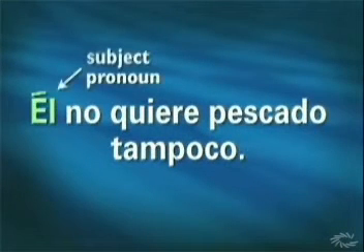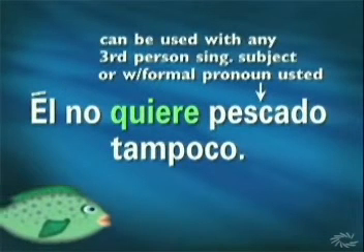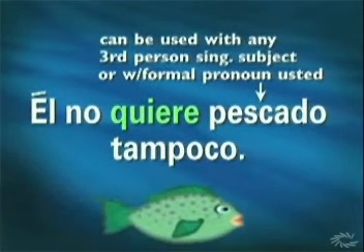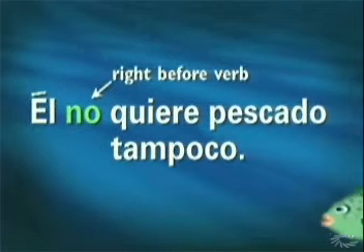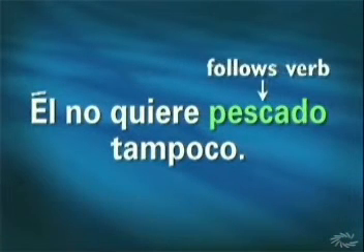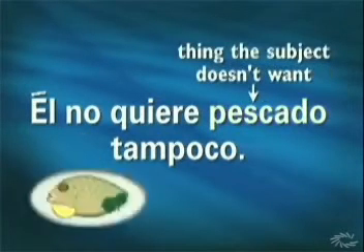In this sentence, él no quiere pescado tampoco, we start with the subject pronoun él, because the verb form quiere can be used with any third-person singular subject or with a formal pronoun usted. So we specify the subject. Next comes the negation word no, right before the verb quiere. Pescado is the direct object which follows the verb. Dig around in your brain and remember what a direct object is. In this case, it's the thing the subject doesn't want, the fish.